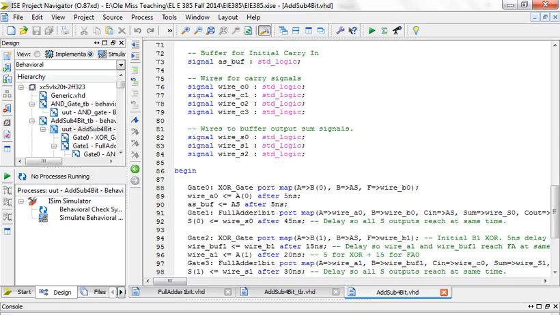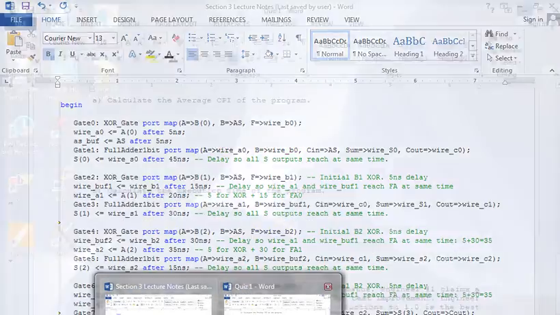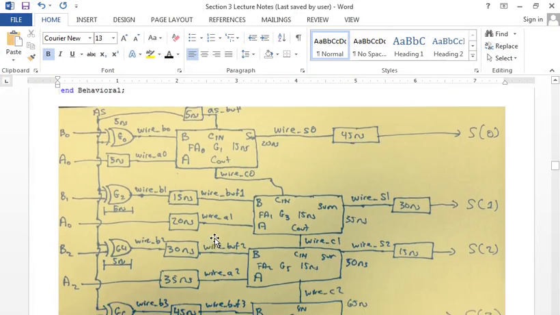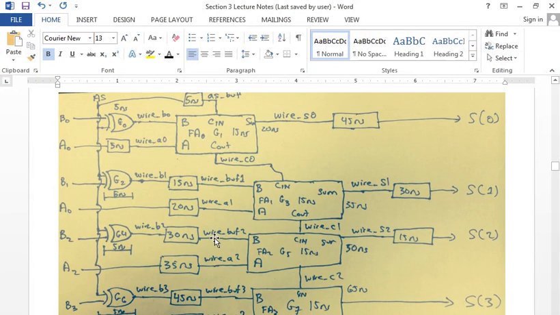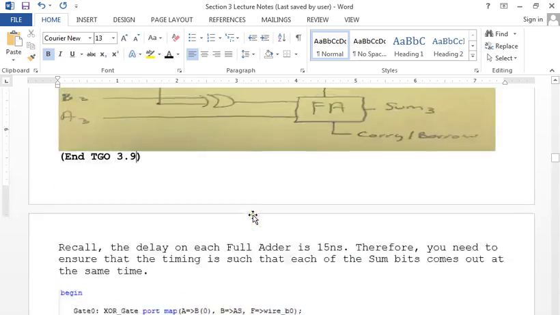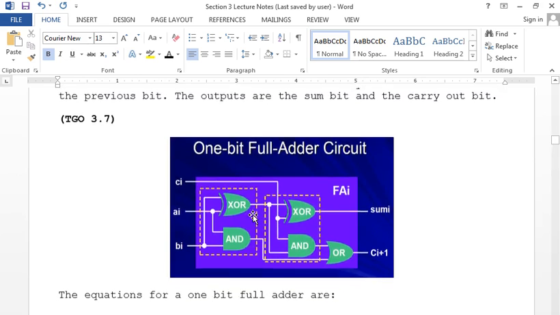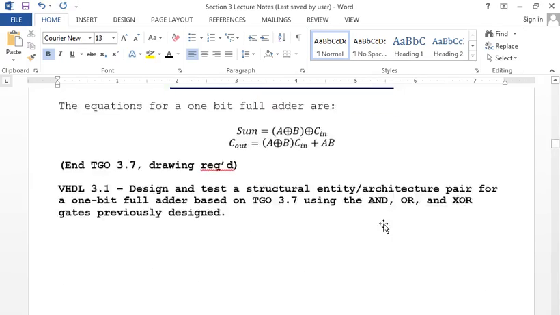So what I showed you last class is how I developed this timing diagram. I know that the XOR gate is 5 nanoseconds, and then I map it to the wire. Based on my design, if we go all the way back up to the XOR gate, this stage took 5 nanoseconds, this took 5 nanoseconds, and this took 5 nanoseconds. So if I make sure it's timed properly, the delay on my full adder is going to be 15 nanoseconds.